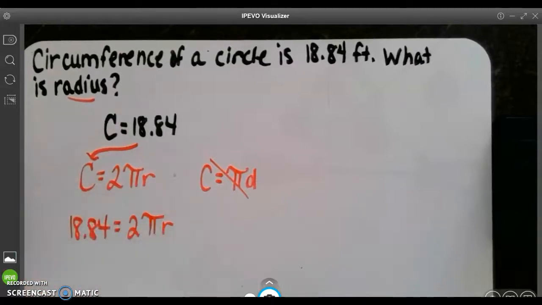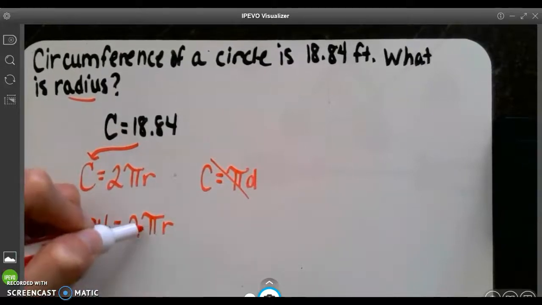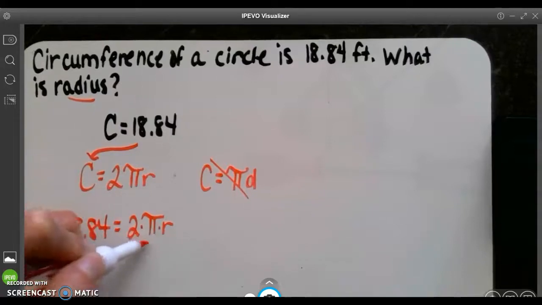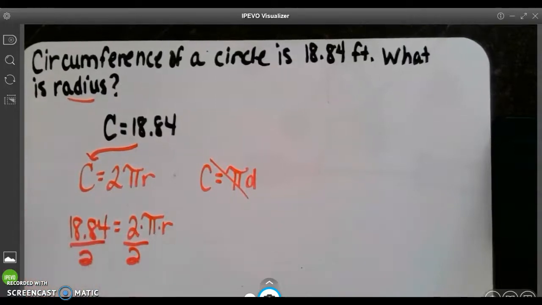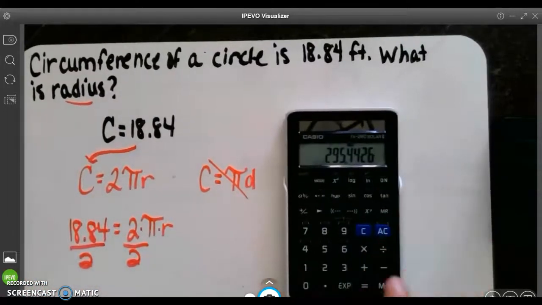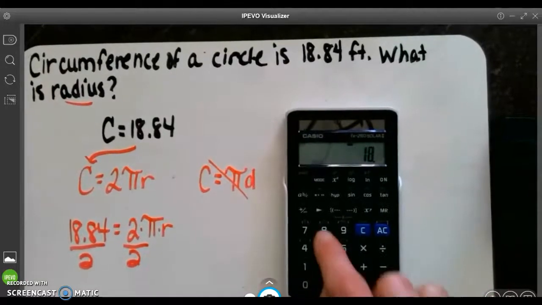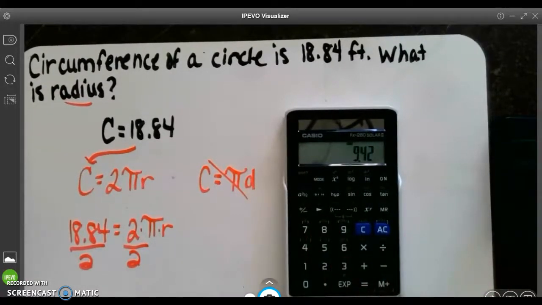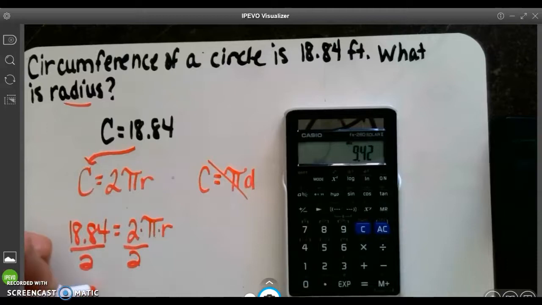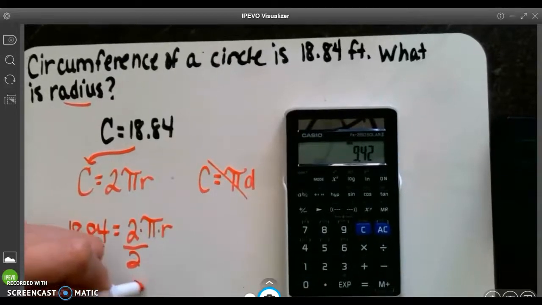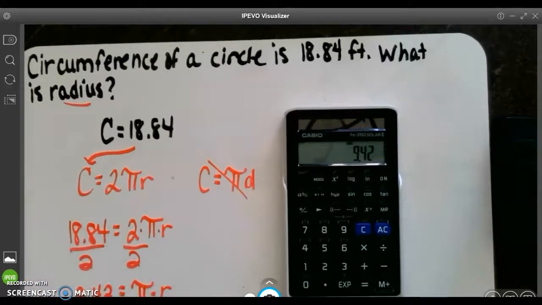I want to get r by itself. I want the radius. So first, these are being multiplied. The opposite of multiplication is division, so I'm dividing by 2 on both sides. So I have 18.84 divided by 2. I have 9.42 equals pi times the radius.